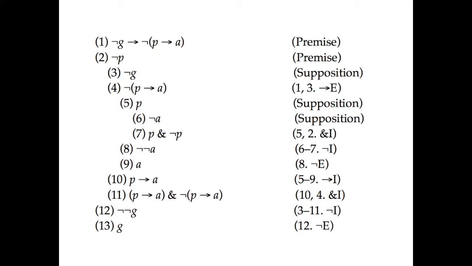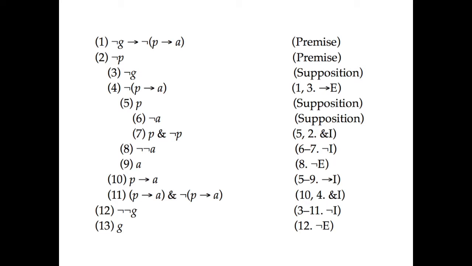So, line 3, I've moved it to the right because it's just a supposition. And what I'm supposing is that God does not exist. Now look at line 4. Line 4 comes from line 1 and from line 3 using my arrow elimination rule. So it is not the case that if I pray, then God answers me.